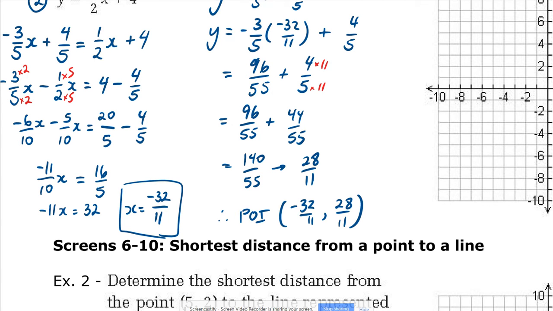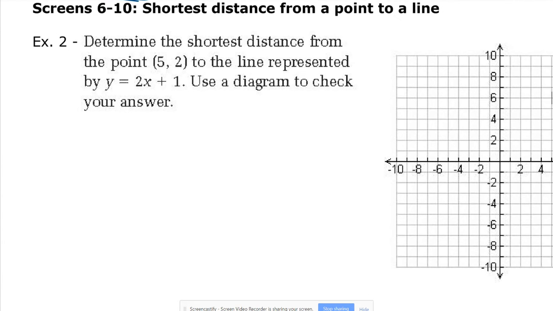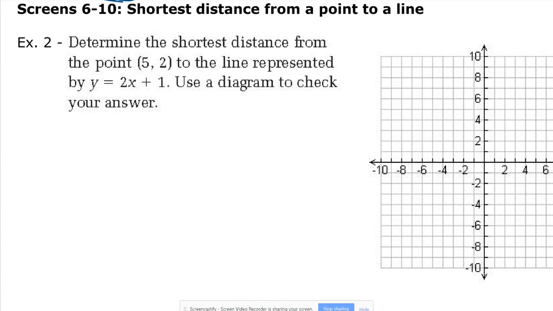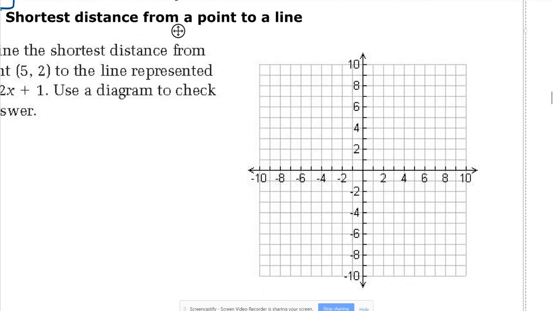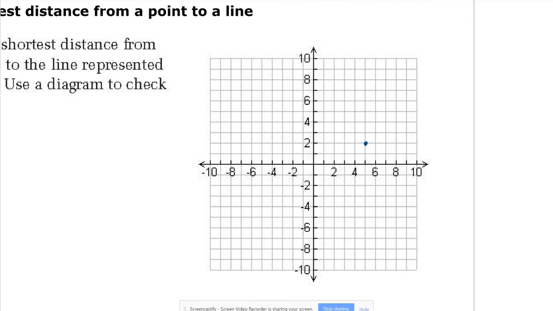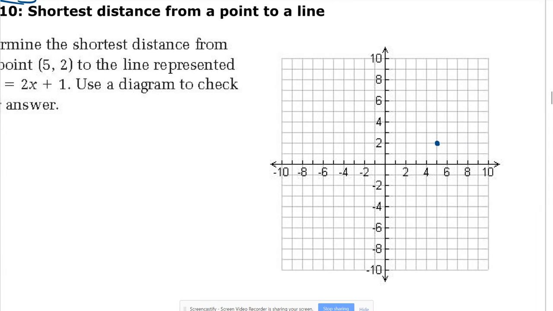Now let's move on to what I want to accomplish in this lesson. So here's example 2. How do I find the shortest distance from a point to a line? So here's the example. Determine the shortest distance from the point 5, 2 to the line represented by y equals 2x plus 1. Use a diagram to check your answer. So I'm going to start by plotting the points and drawing the line. So here's the point 5 and 2 right here. Okay, and I'm going to draw the line y equals 2x plus 1.